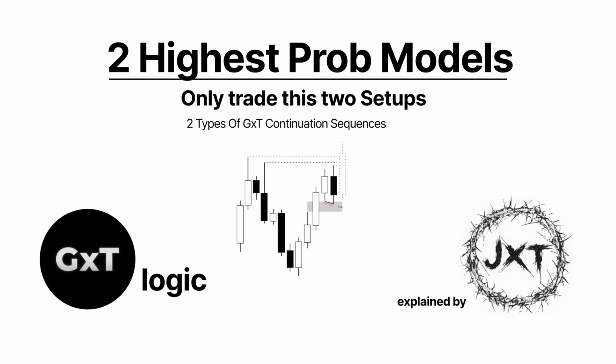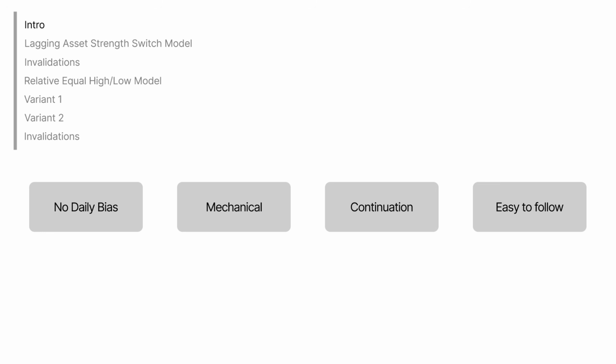Hello guys, if you're an ICT or a GxT trader, I would suggest only taking these two high probable models if you're not profitable yet. Sure, you have to be patient, but if you only wait for these setups, you will have a much higher win rate. First of all, there is no daily bias needed for both models.